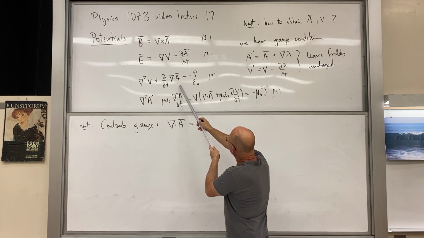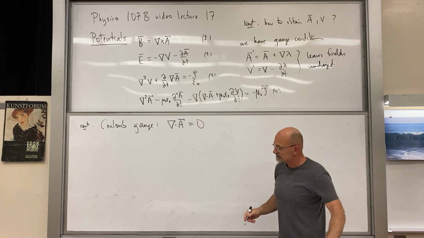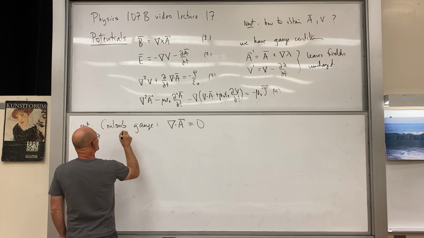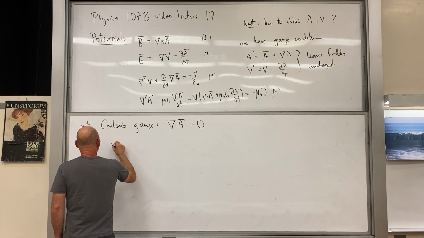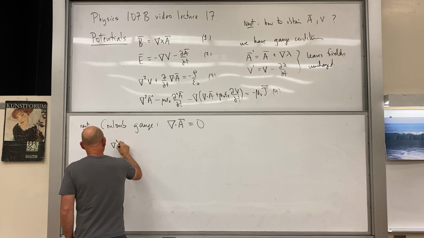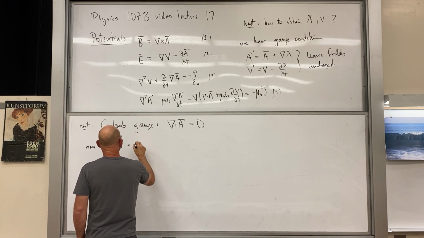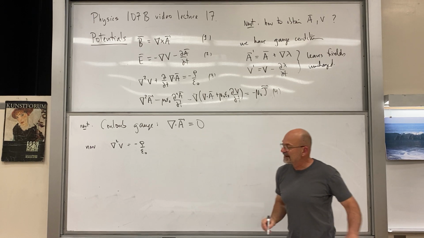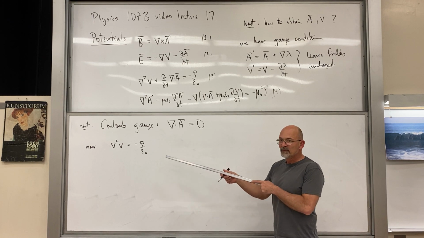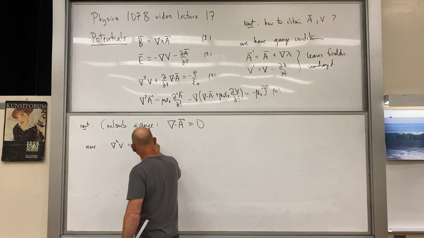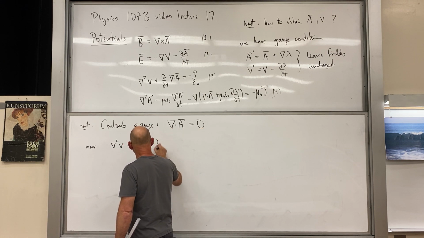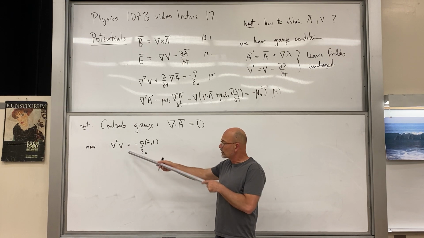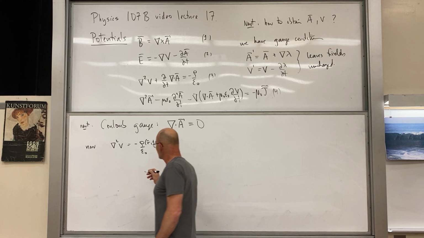So the divergence of A vanishes, and we now have del squared V is equal to minus rho over epsilon naught. So that's a completely static problem, seemingly. There's actually a time dependence in here, but since these are just space derivatives, we can just integrate this up the way we've done before.